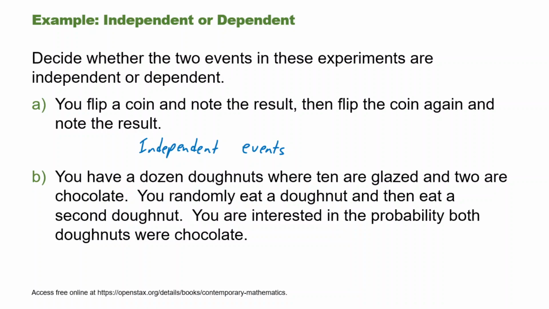Part B. You have a dozen donuts where 10 are glazed and 2 are chocolate. You randomly eat a donut and then eat a second donut. You're interested in the probability both donuts were chocolate. So does the first event affect the second event? And the answer is yes. Because if you randomly eat a donut, you have now changed the probability that the second donut is going to be chocolate or not chocolate. So these are dependent events.